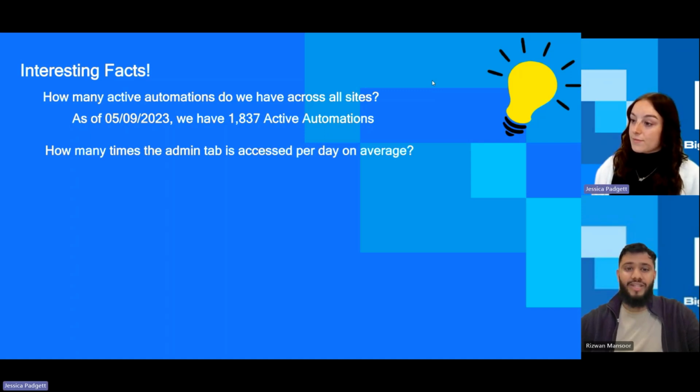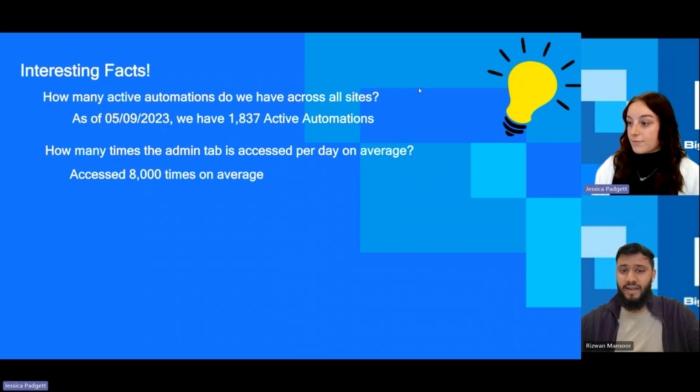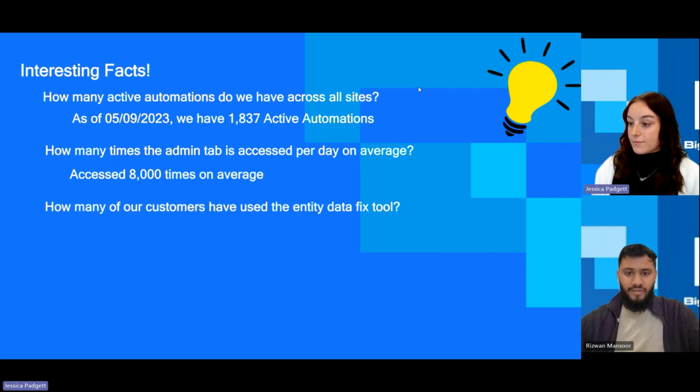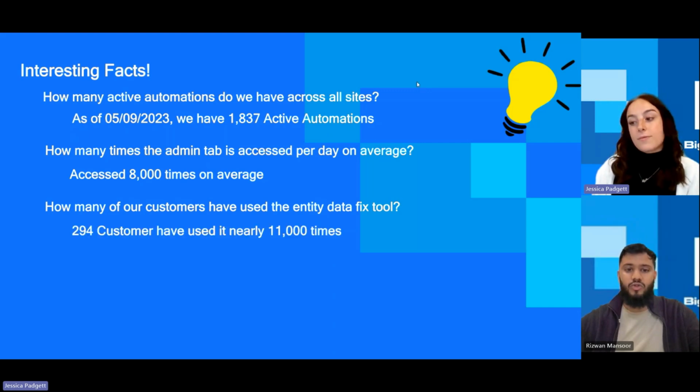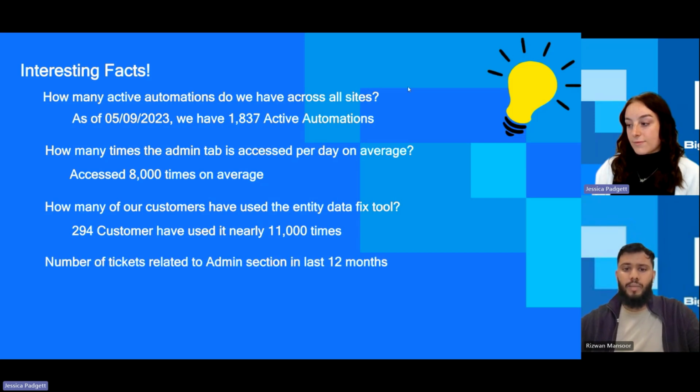Next up, we have how many times the admin tab is accessed per day on average. We have a value of 8,000 times on average the admin tab is accessed per day. Next up, we have a number of customers who have used the entity data fix tool. Now, it's definitely a powerful tool that I would definitely recommend if it does come to that. In terms of the values, we have 294 customers that have used it nearly 11,000 times. So they've obviously seen the value of the entity data fix tool and are constantly using it wherever they feel appropriate.